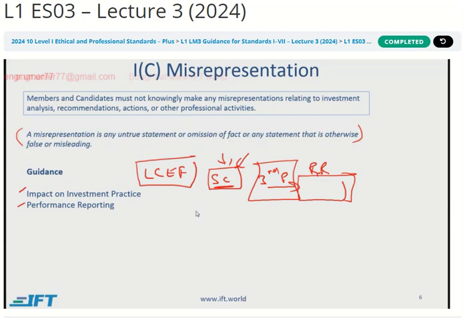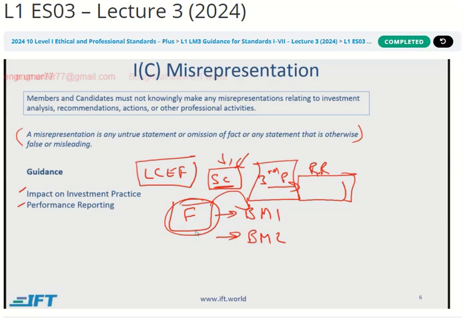Another example of misrepresentation would be that, let's say that our fund is ideally compared with benchmark number 1. So our performance should be compared with this benchmark, but instead we choose another benchmark which is not an appropriate benchmark, but which makes our performance look better. So that would be a problem. That would be another example of misrepresentation.